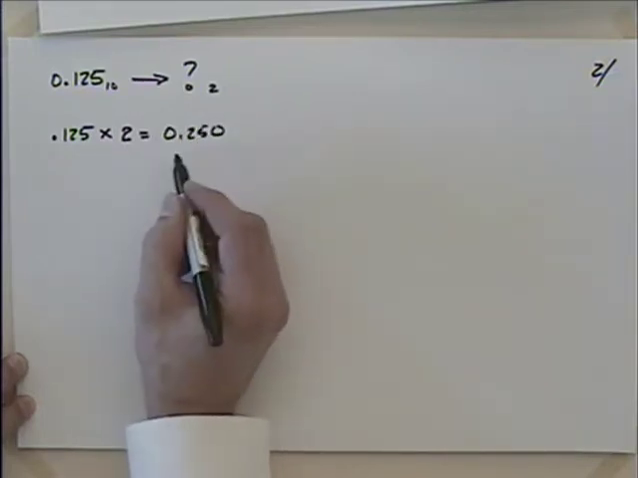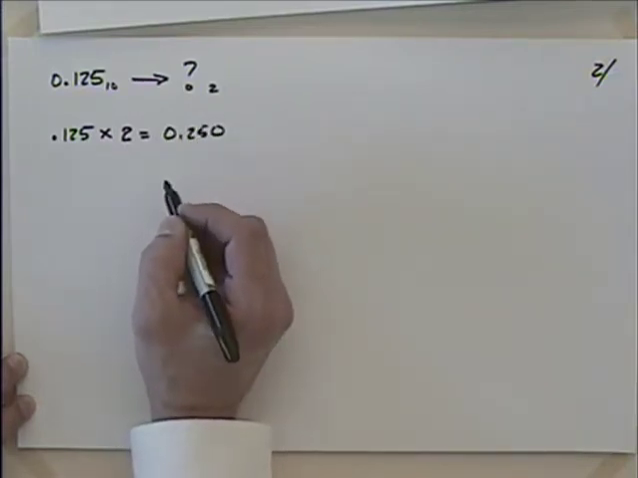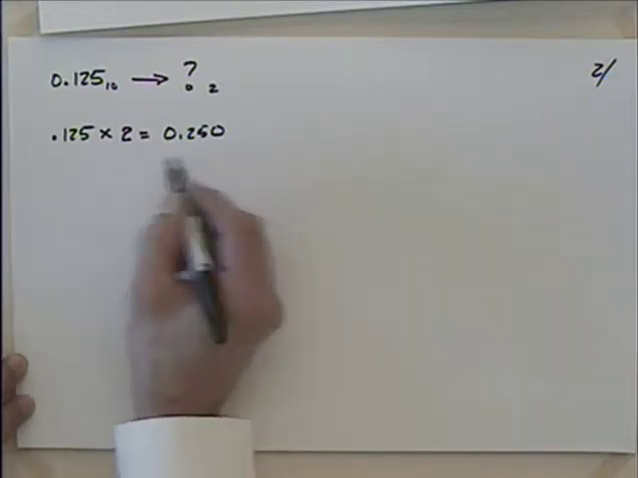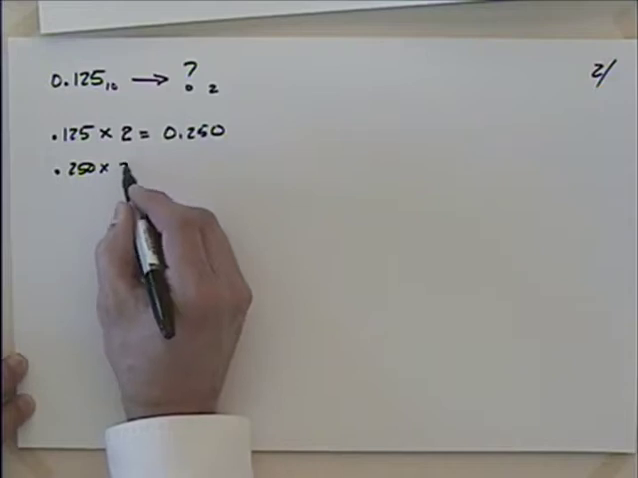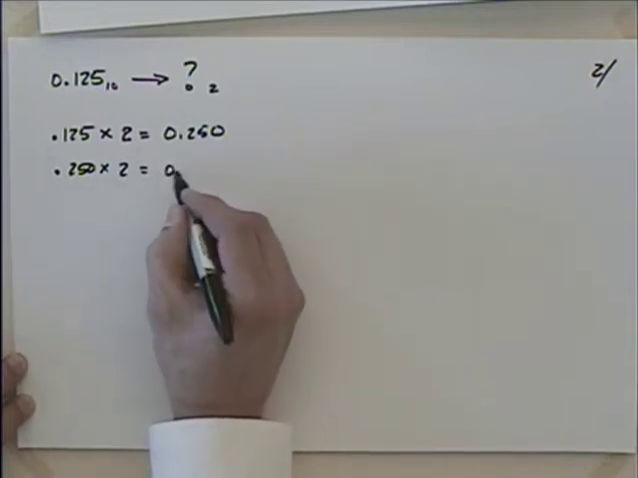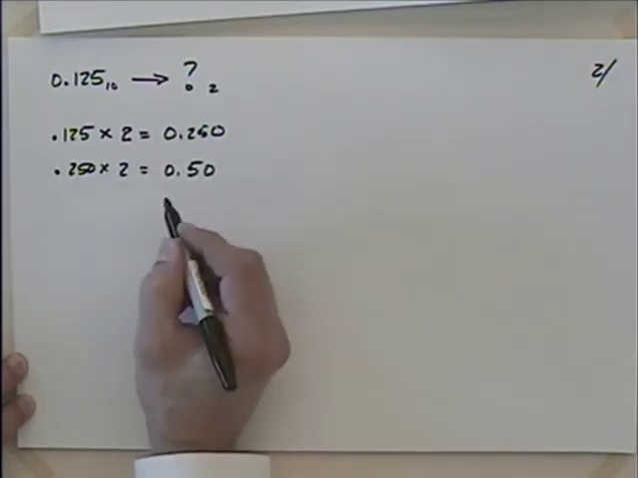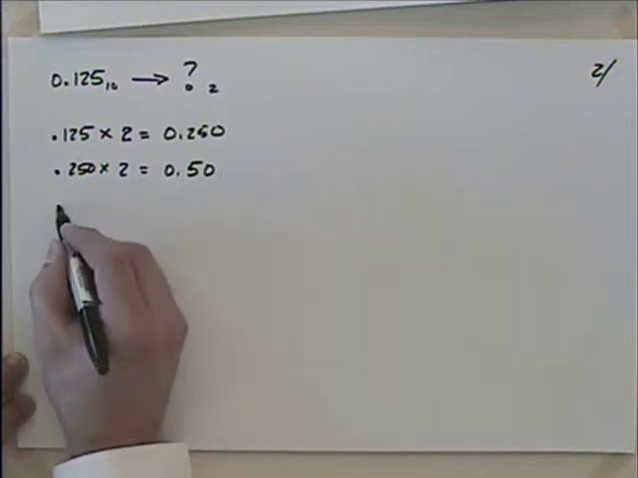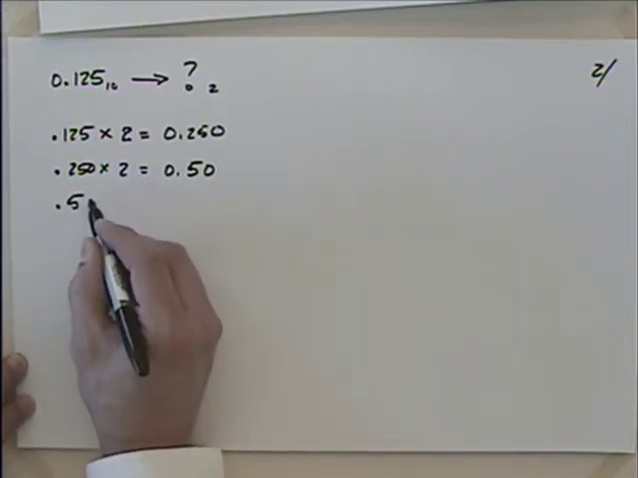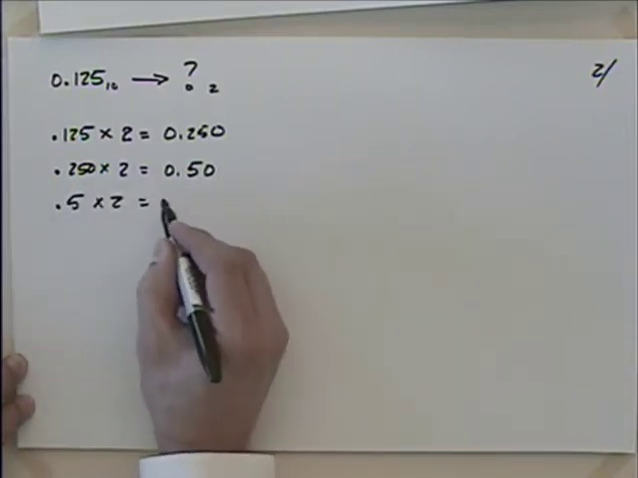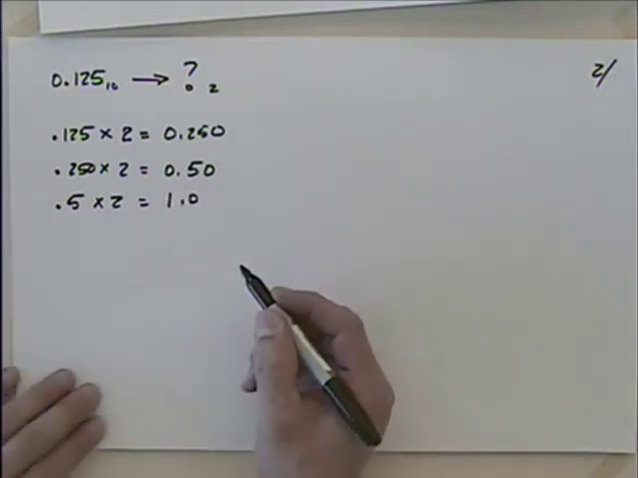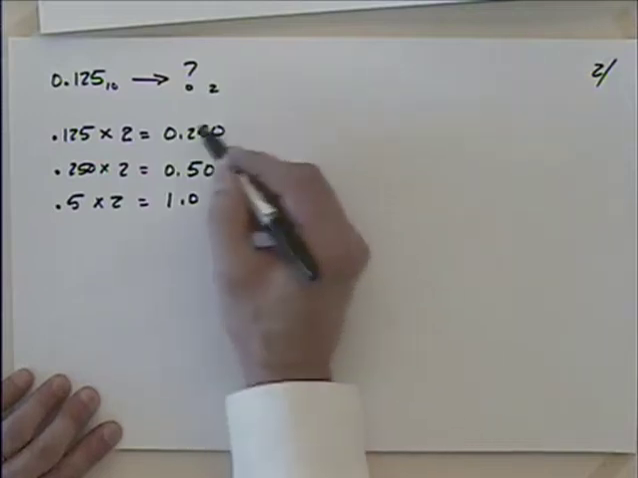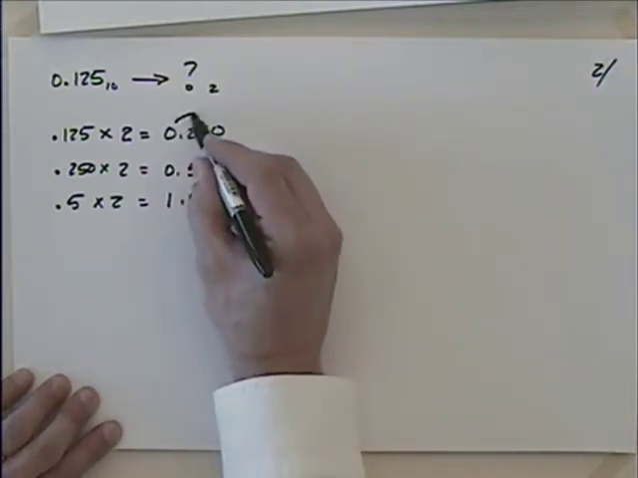0.250. And then I take that 0.250 and multiply it by 2, which gives me 0.50. Then I take that 0.5 and multiply it by 2, which gives me 1, or 1.0.